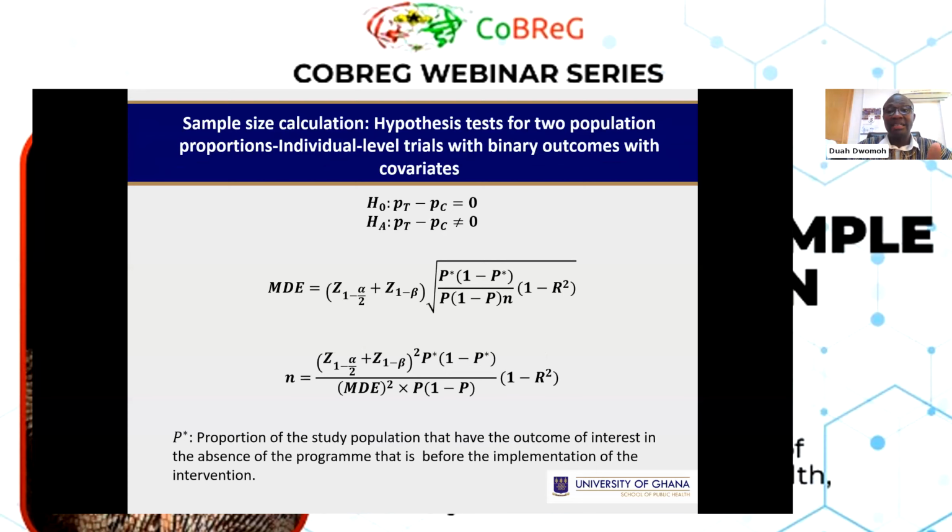Okay, and then the same thing. The only difference here is the fact that this one will adjust for the fact that there are some other factors that will explain the variations in the outcome measure, and that is what we call the coefficient of variation.